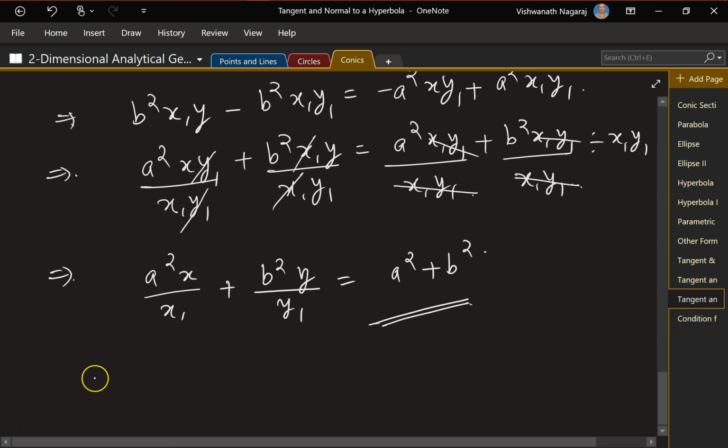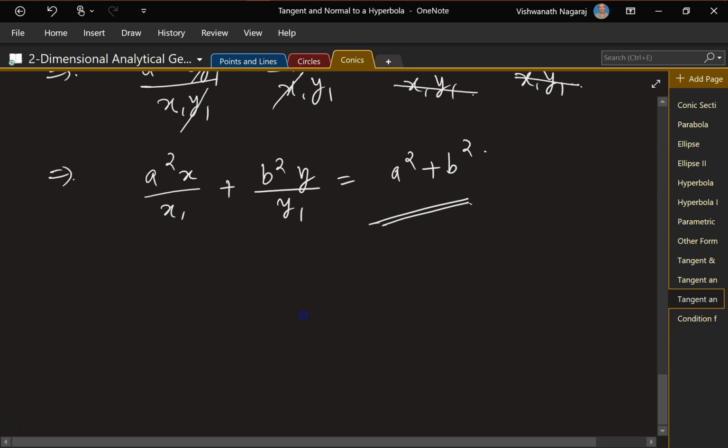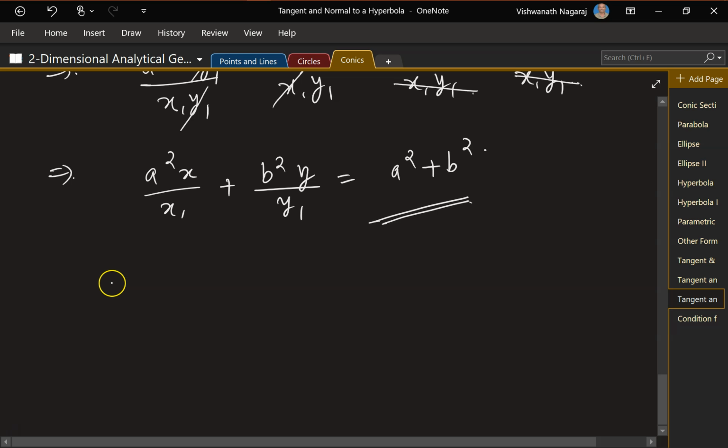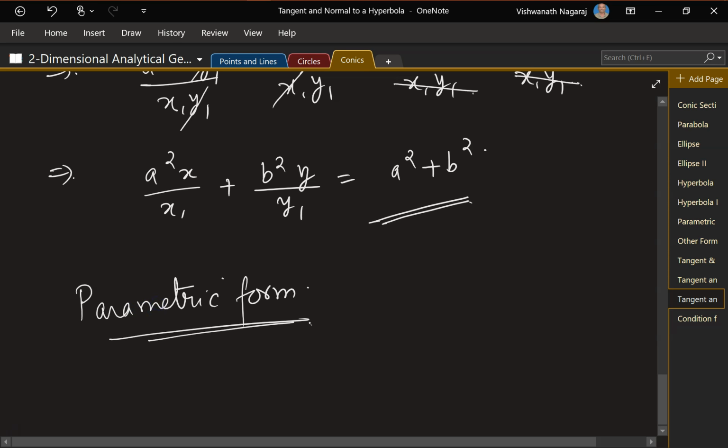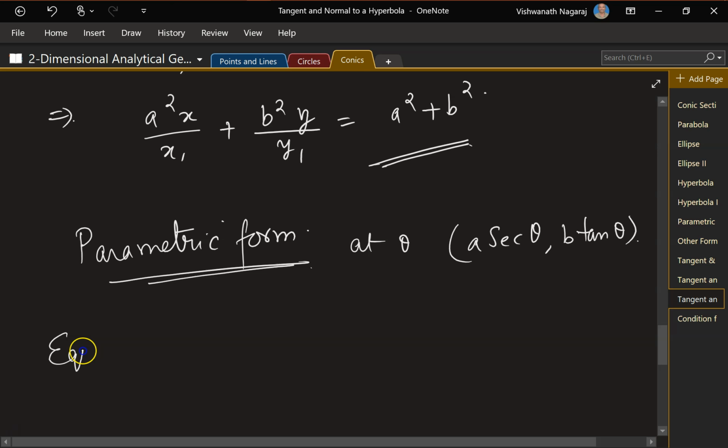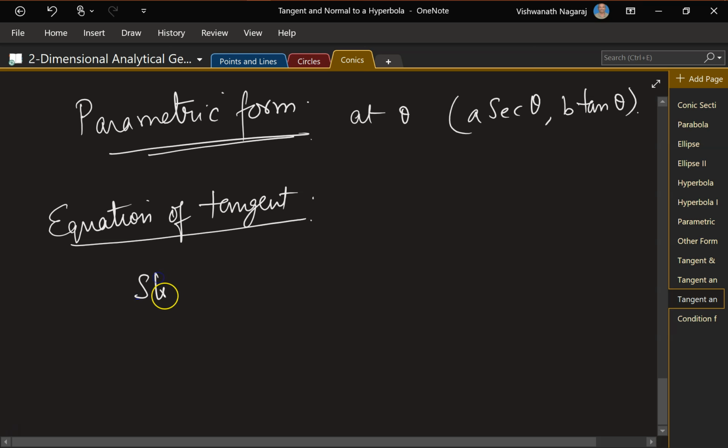Now let's look at the coordinates in parametric form of the equation. At theta, that is a sec theta comma b tan theta. So let's look at the first equation, the tangent. The slope of the tangent, we have already derived: b squared by a squared times x by y.